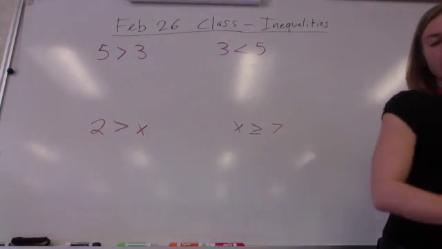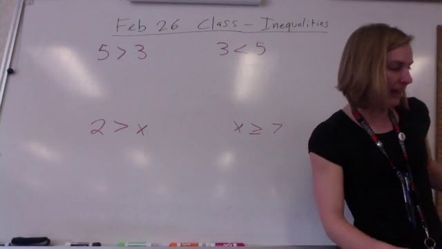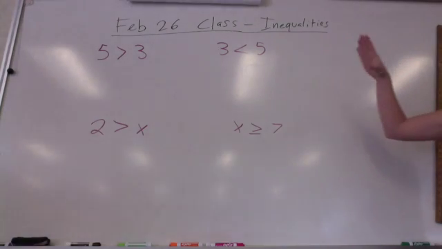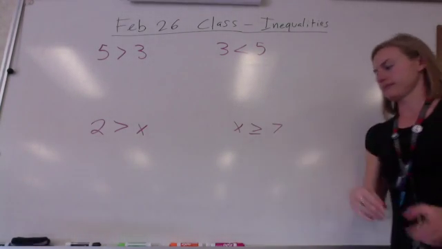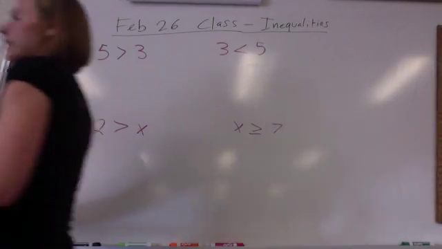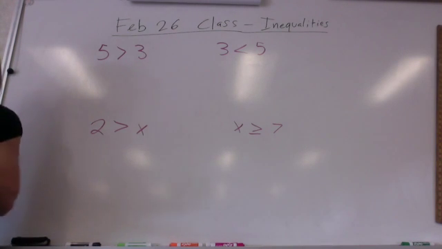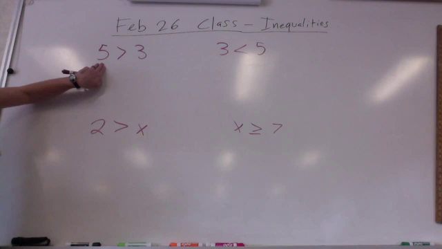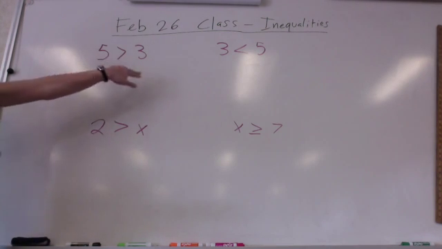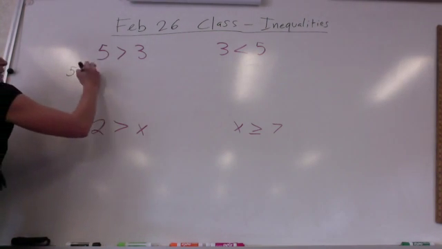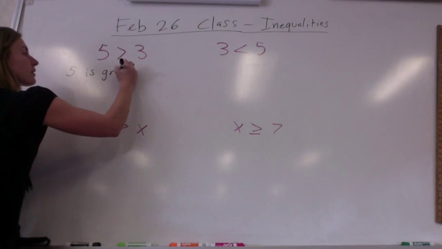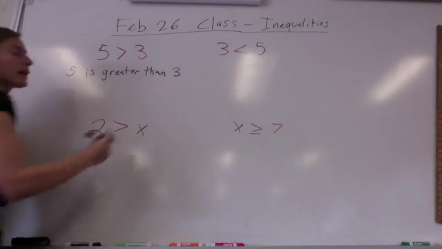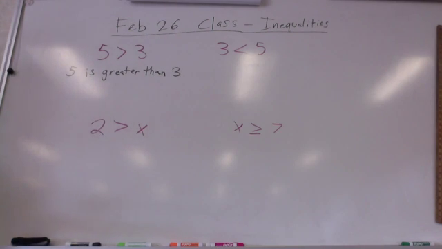Okay. So today is all about inequalities, which, if you remember from, I don't know, like second grade, are the alligator signs. So there's a particular way to read them. You're going to read them from left to right. So this would be 5 is greater than 3. Okay, you read them left to right.